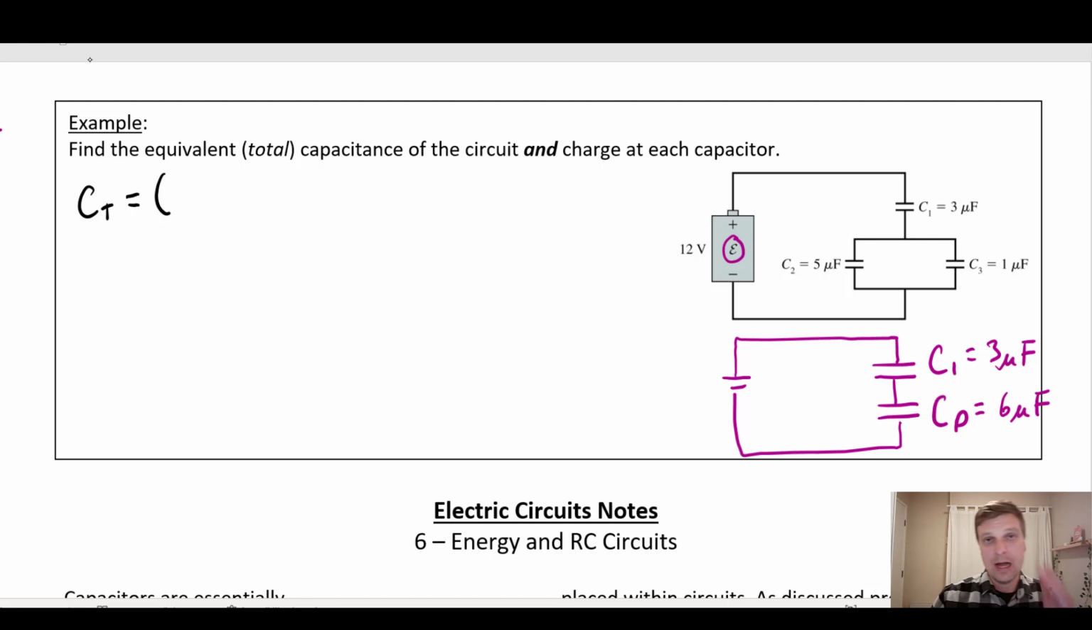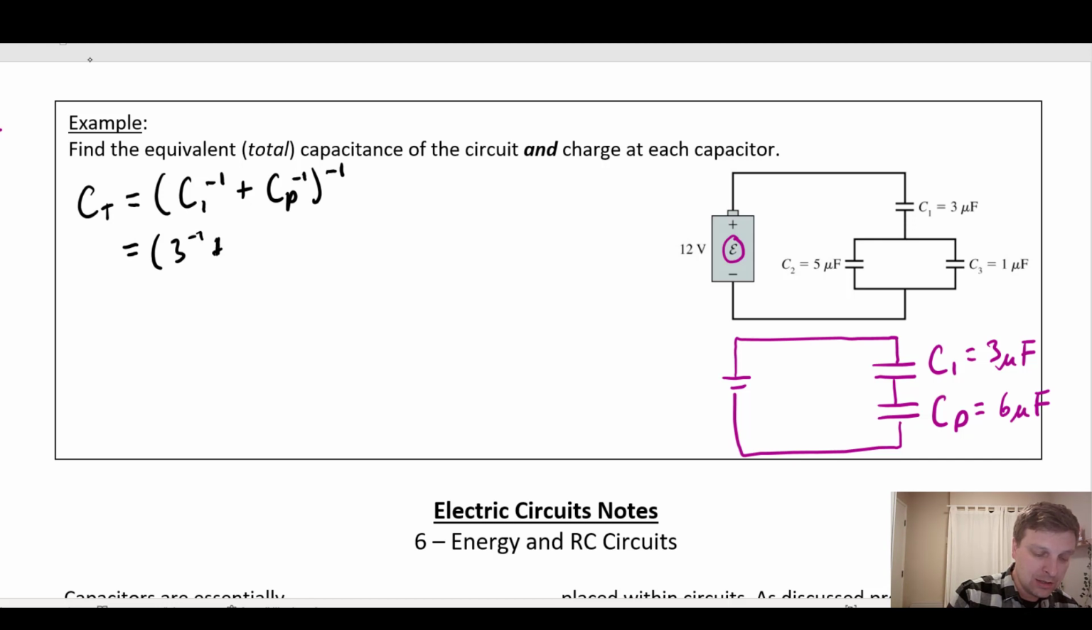So the total equivalent capacitance is essentially the total capacitance. I'm going to use my capacitor rule for series, which is C1 to the negative 1 plus Cp to the negative 1, all to the negative 1. So I've got 3 to the negative 1 plus 6 to the negative 1. So my total overall capacitance is 2 microfarads. Sorry, I didn't put my micros in the number there, but I think we get it. So the total capacitance of the whole thing is 2 microfarads.